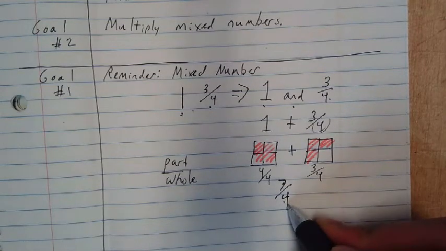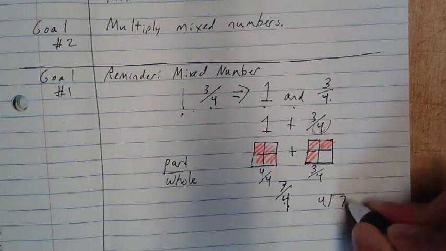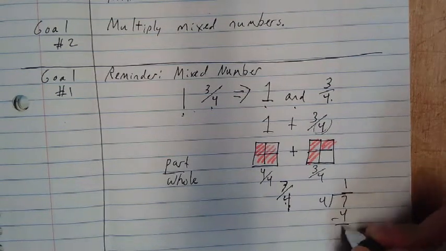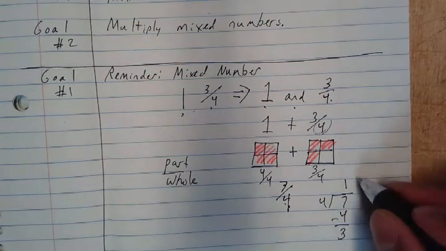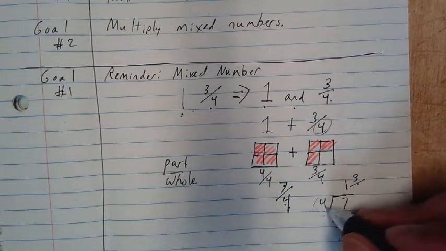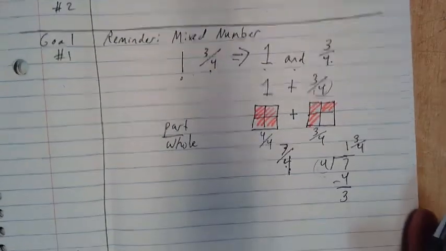You're making sets of 4. How many groups of 4 do you have? I'll just go ahead and do the work. You can make one full set of 4 with 3 left over. The remainder becomes the numerator, and the denominator, which is the divisor, stays the same. So I wanted to remind you of that.